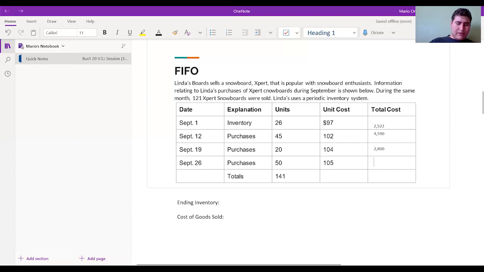Then we have 50 units at $105. This will give us $5,250 total. And we add up all the previous costs, or the previous items in the row here: 4,590 and then 2,522, and so on, and that'll give us $15,162 in total.